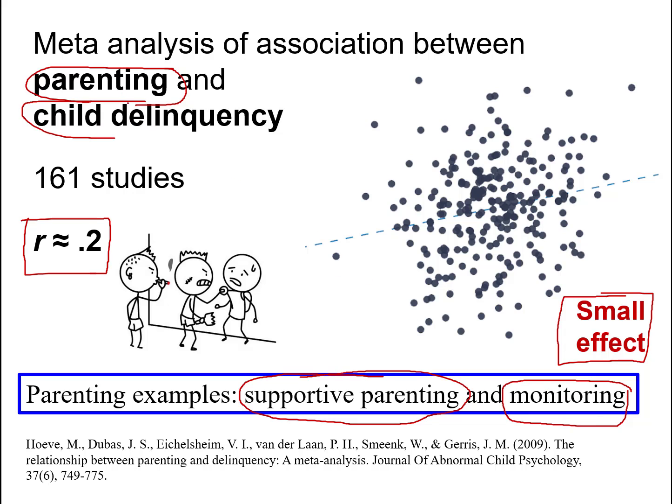And then we could look at how parenting correlates with child delinquency. That would be, are the children getting in trouble? Are they getting involved in drug use? Are they getting in fights? Do they get in trouble at school, or do they get arrested?